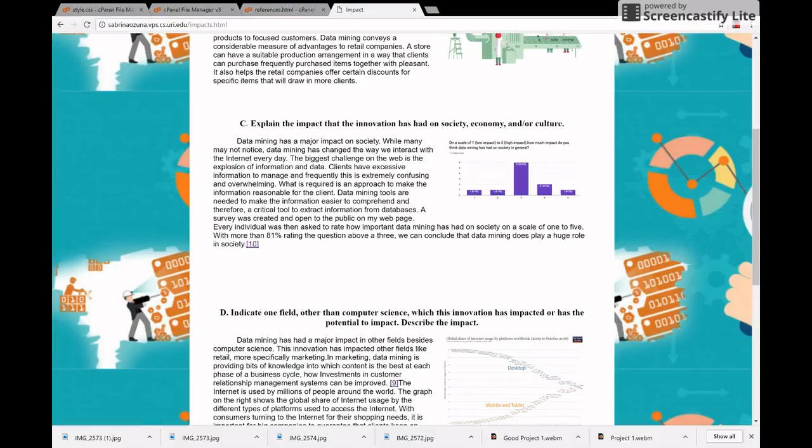This is the graph that I created using the feedback that I received from my peers on Google Forms. With more than 81% rating the question above a 3, we can conclude that data mining does play a role in society.